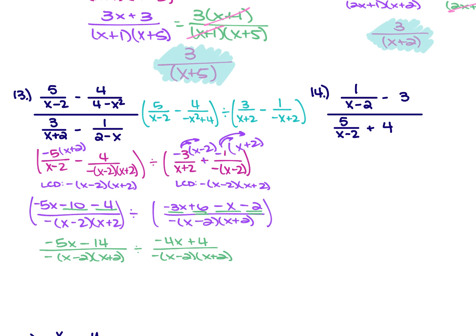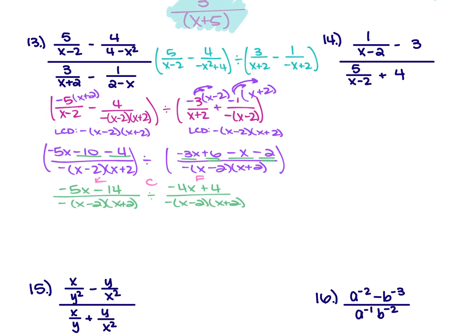When I go to rewrite this, when I keep, change, and flip, I'm going to factor whatever else I can as I do that. So that's going to give us the opposite of (5x − 14), or I can rewrite this as factoring out a negative, (−5x + 14) all over the opposite of (x − 2)(x + 2), times the opposite of (x − 2)(x + 2) all over −4(x − 1).